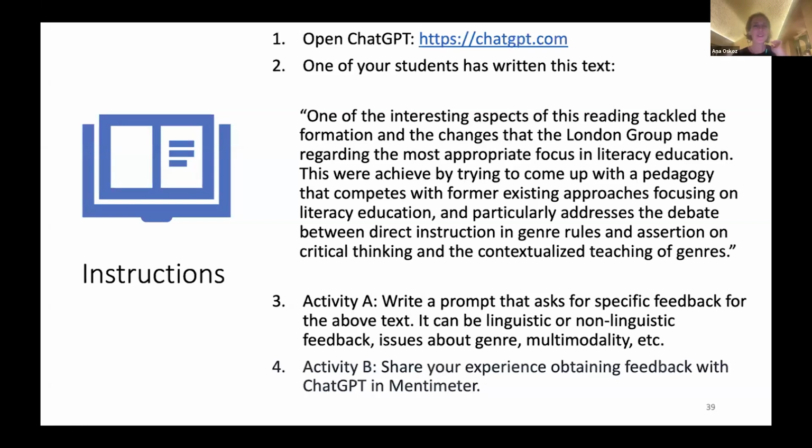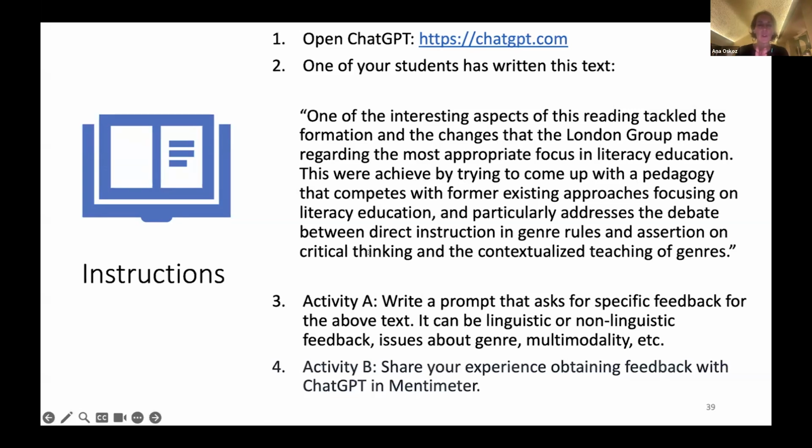Okay, so for this activity, I'm going to ask that you stay with us until we finish the explanation. It has two parts. First, what we want everybody to do is go to chatgpt.com, and then enter the prompt that appears under number 2, which starts with "One of the interesting aspects of this reading," and so on.